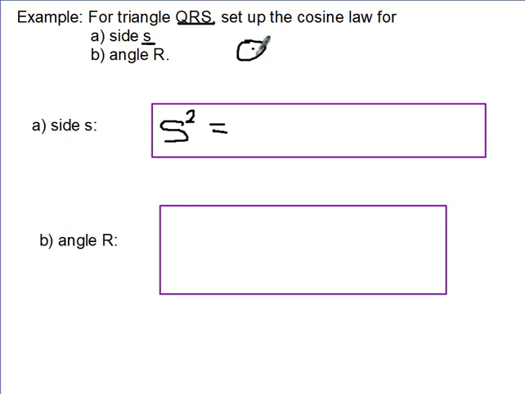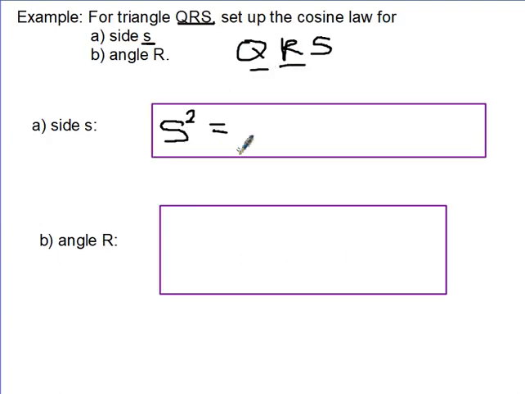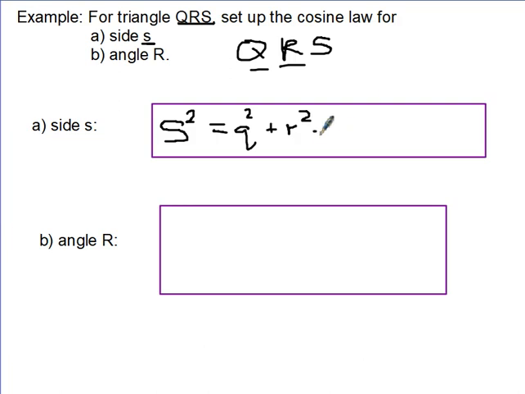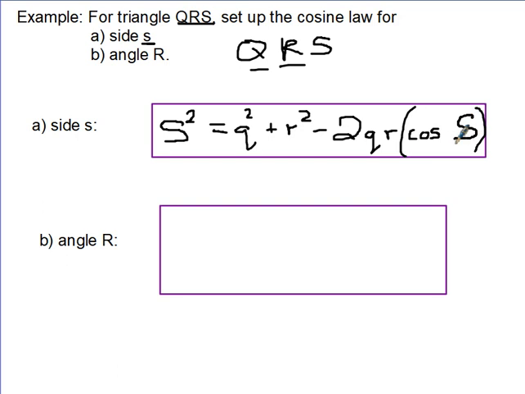So this is triangle QRS. If we're solving for side length S, that must mean that we are given the other 2 side lengths and also angle S. So the other 2 side lengths would be Q and R. So we can say Q squared plus R squared, minus 2QR times the cos of, if we go back here, well, it's the cos of angle S. Like that.